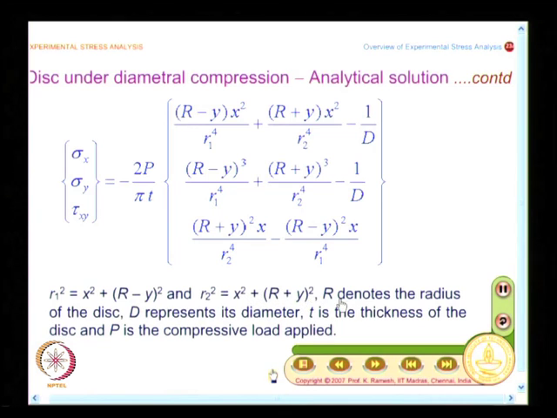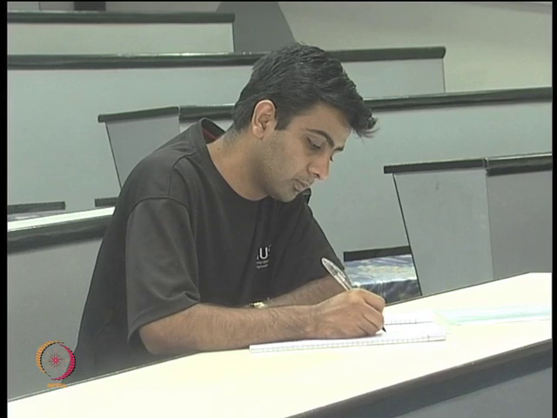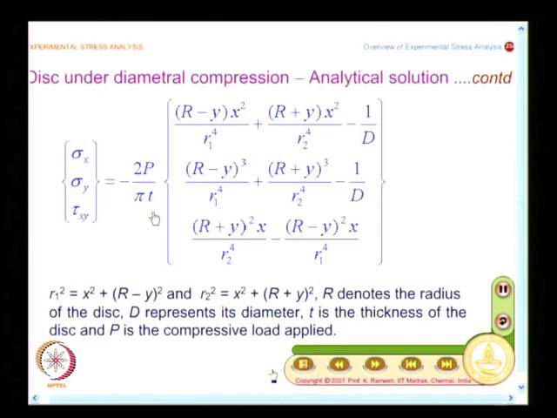We have already seen r denotes the radius, d represents the diameter, t is the thickness, and P is the compressive load applied. And you have the expressions are slightly different for sigma y and tau x y, and I would like you to have these equations written down. And obviously, the stresses what we see now, they are much more complex than what we had seen in the case of a cantilever beam or the 4-point bending problem. And naturally, you would not be able to calculate sigma 1 minus sigma 2 right away in the class and then plot the contours. So, we have to depend on computer graphics to do that job.